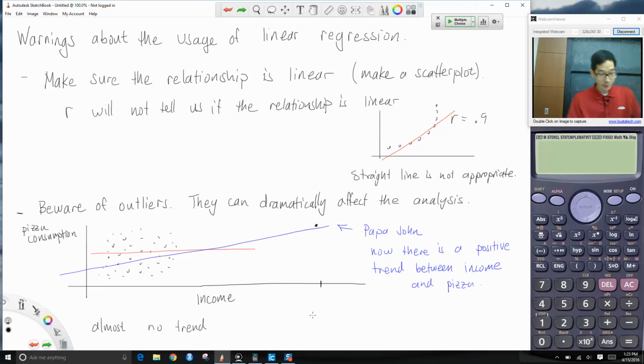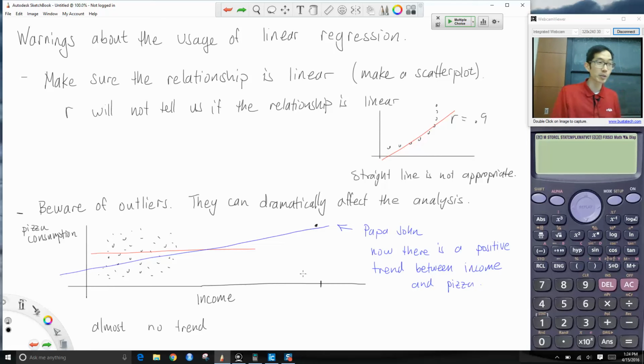And so if you have outliers, don't just say, well, let's throw them away. They're outliers. They don't count. You should always investigate the outlier and ask what this outlier means. If Papa John's in there, you go, should I include Papa John in my analysis? And then you have to make a decision.